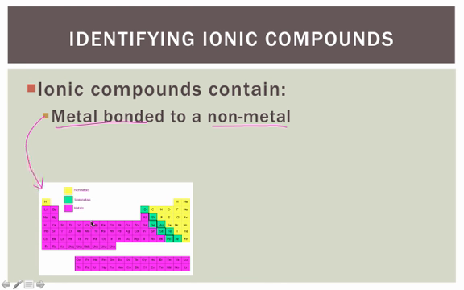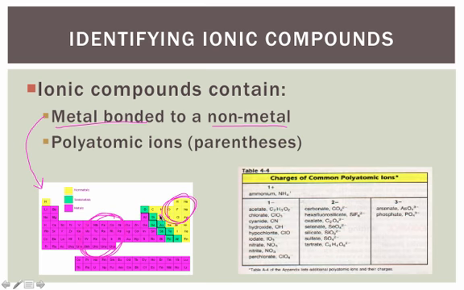If you recall back from our periodic table, earlier in the year we took some time to identify key regions on the periodic table. This region over here, shown in pink, are all of our metals. This region up here in the corner, shown in yellow, are all our non-metals. If you've got one of your ions coming from here and one of your ions coming from here, you've got yourself an ionic compound.